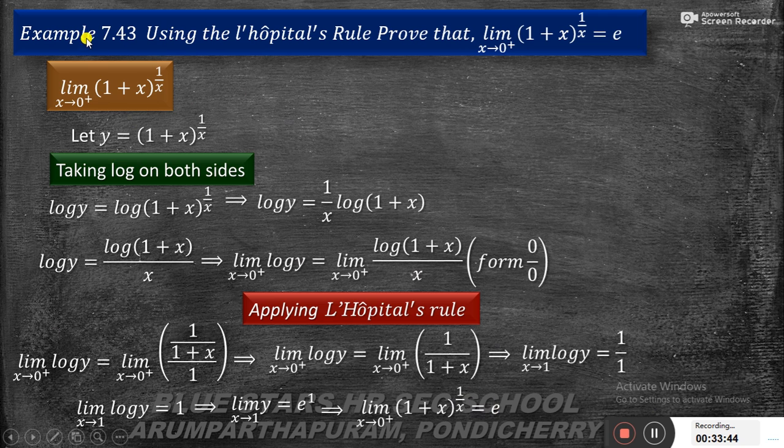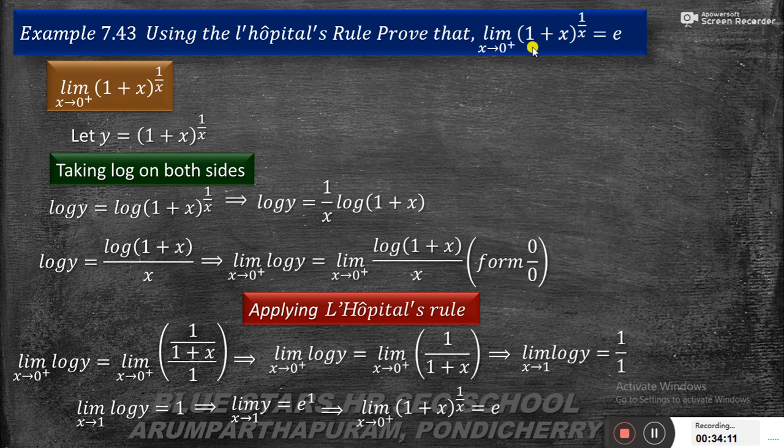So next, example 7.43. Using L'Hopital rule, prove that limit x tends to 0 plus of (1 plus x) whole power 1 by x equals e. So the question is, with the L'Hopital rule, we find the answer. Limit x tends to 0 plus (1 plus x) whole power 1 by x equals e. This result we will prove.